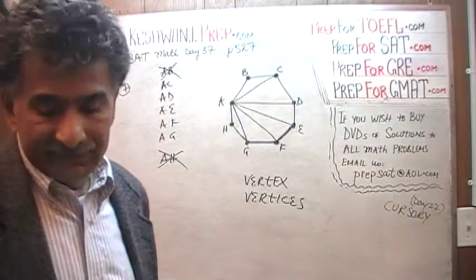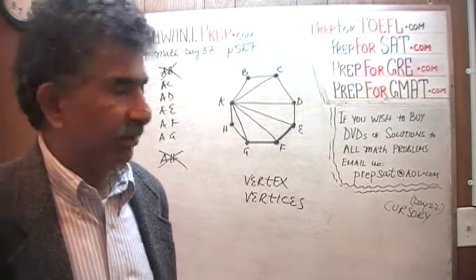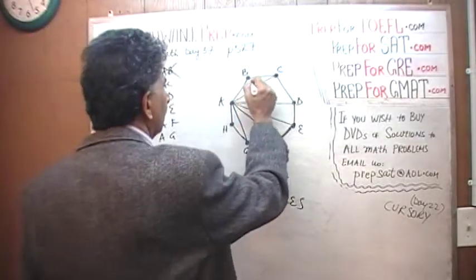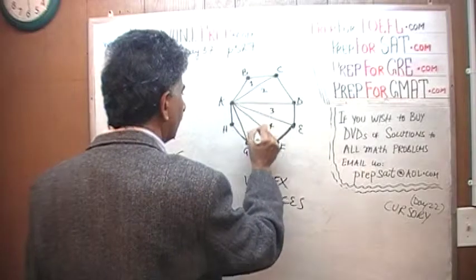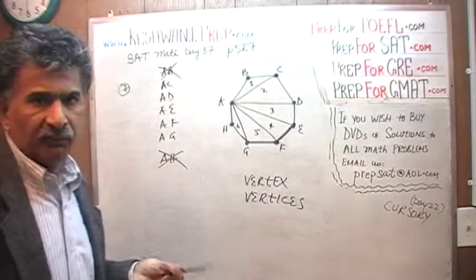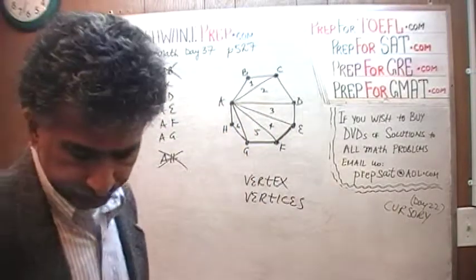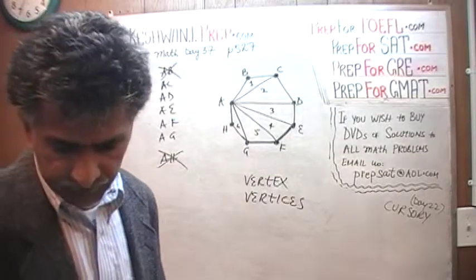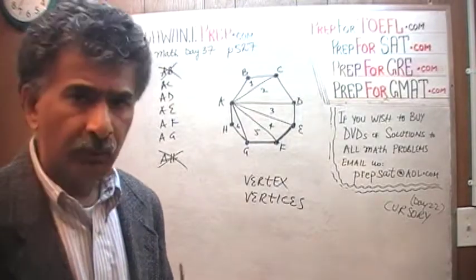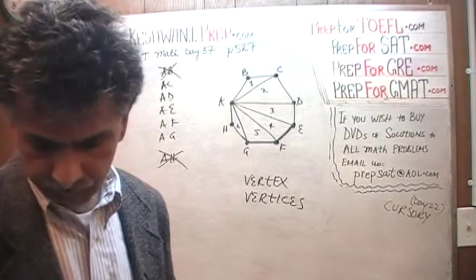So that's it, we're done. They just want to know how many triangles are formed. Just count them: 1, 2, 3, 4, 5, 6. Six triangles are formed. The answer is 6. I do not know why this one was classified as a hard question.